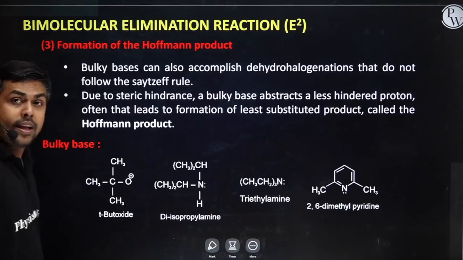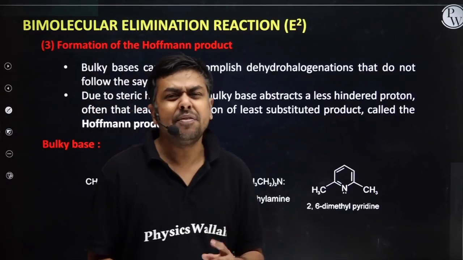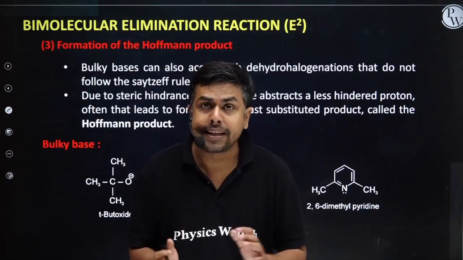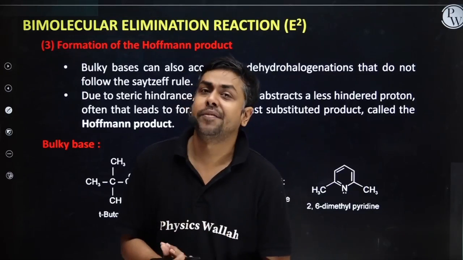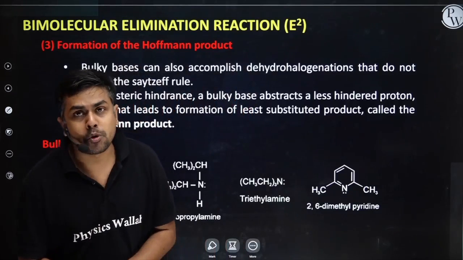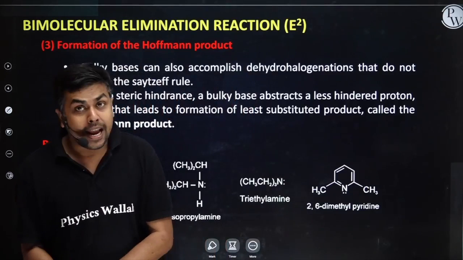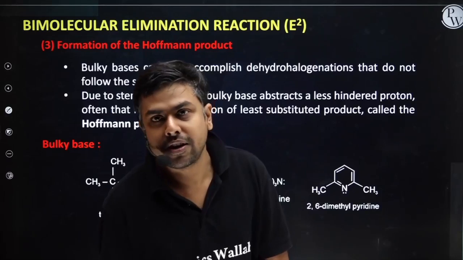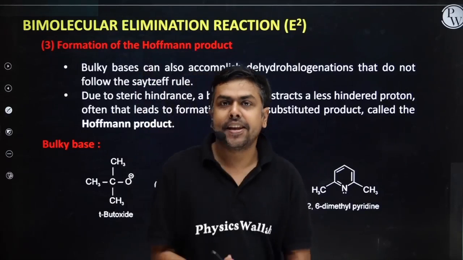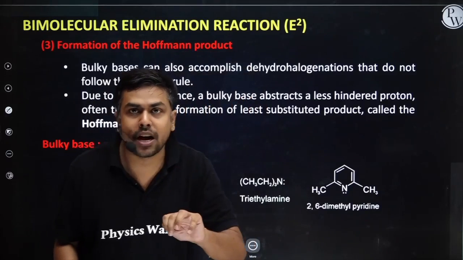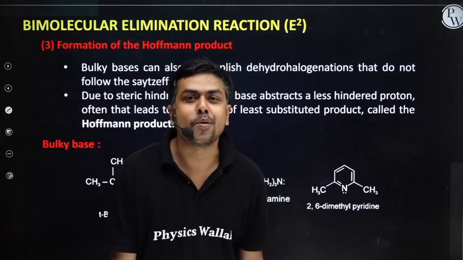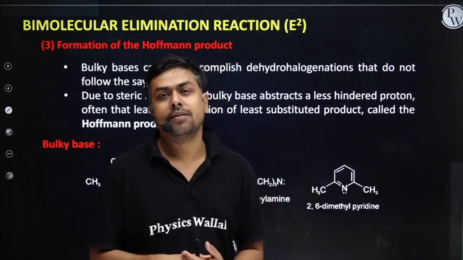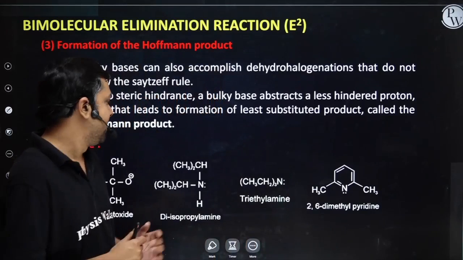Student, in case of E2 reaction, if the leaving group is poor or if the base is bulky, then the bulky base finds difficulty to approach a more substituted carbon. In that case, the base will approach a less substituted carbon. It will snatch acidic hydrogen from a less substituted carbon, and in that case I am going to get Hofmann alkene, the less substituted product. Am I clear? Like this one.